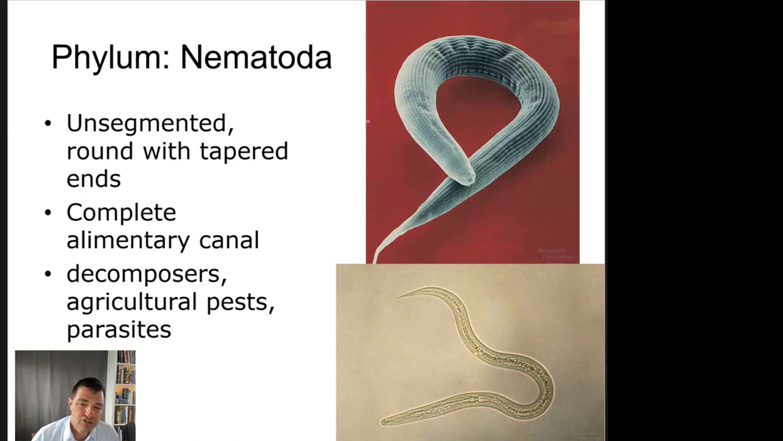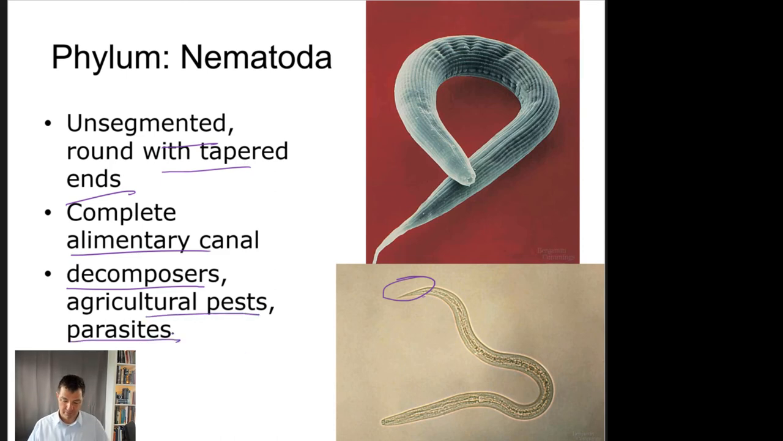So the nematodes are usually fairly small, unsegmented, and they have tapered ends on the body like that. So this is the head region here, and that's where the tail would be. They also have a complete alimentary canal, and they occupy every kind of niche you could imagine. Many of them are decomposers that are found in soil and grass and things of that sort. Some are agricultural pests. And many of the ones we'll talk about, at least, are parasites.